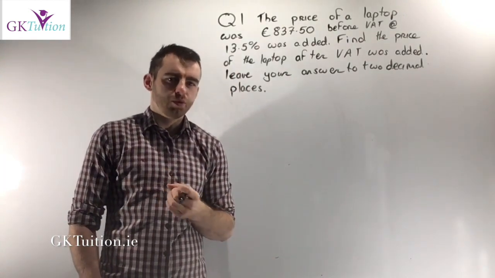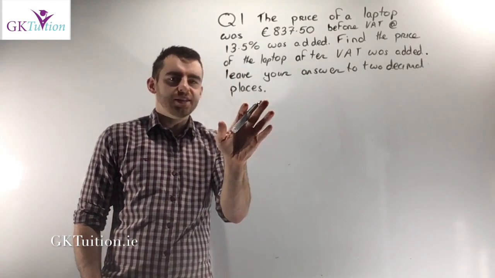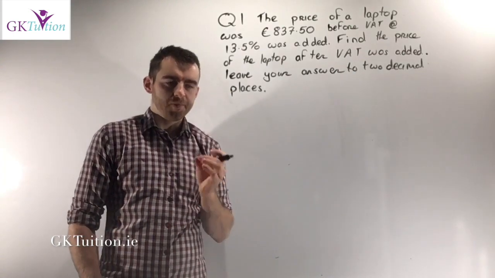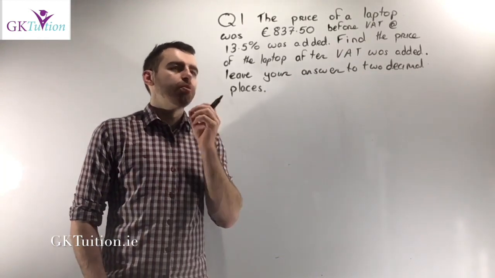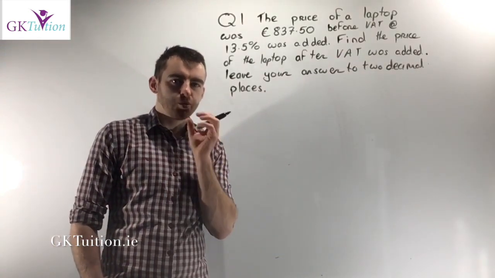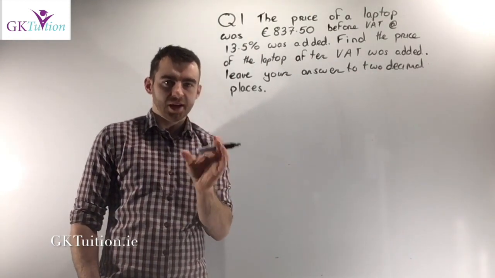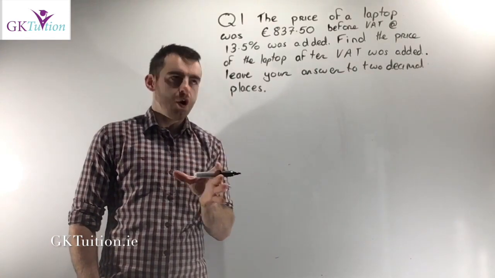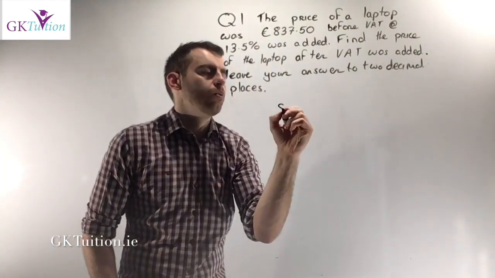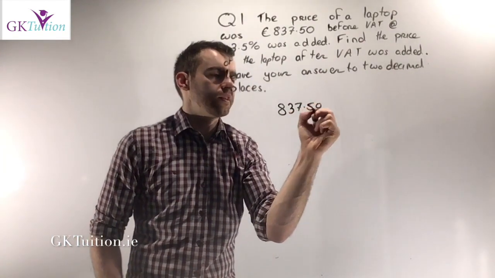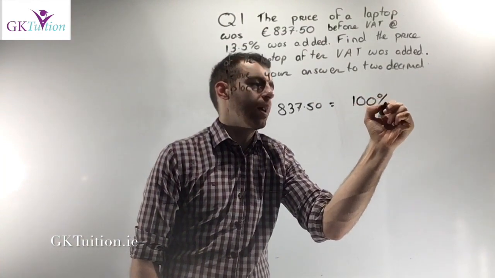Now, I'm going to do question 1 here a long-winded way because I want you to do all of these questions the exact same way. This is an easy question, and the next one, question 2, is going to be slightly harder. But the way that I want you to always do them is exactly the way I'm going to do this one. The price before VAT, you should always view that as 100% of the price of the laptop. So the price before VAT is added is 100% of the price of whatever. In this case, the price before VAT was added was €837.50. You need to consider this to be 100% of the price of the laptop.